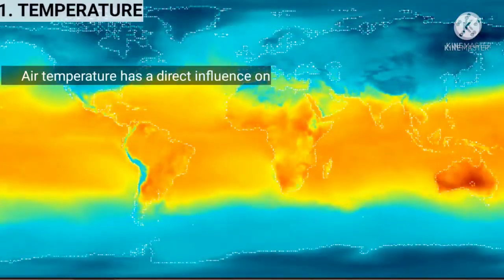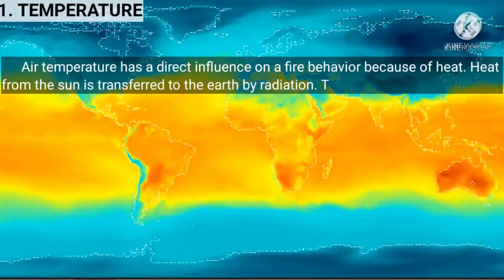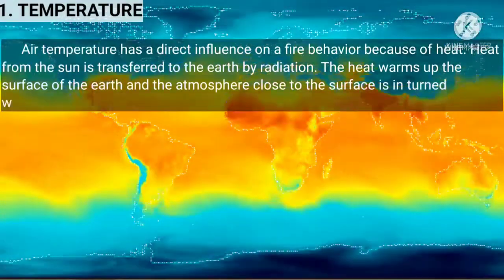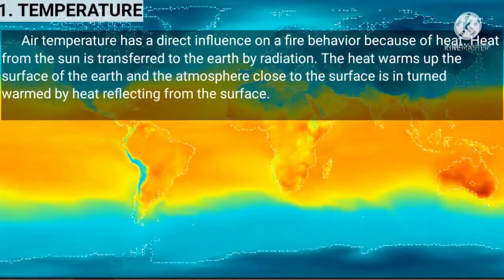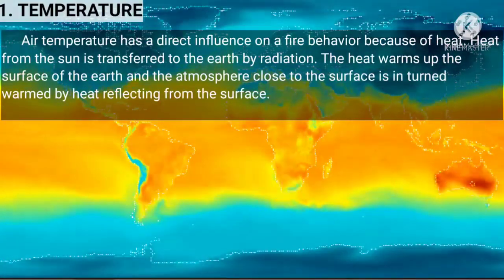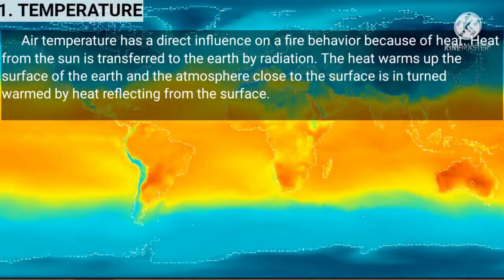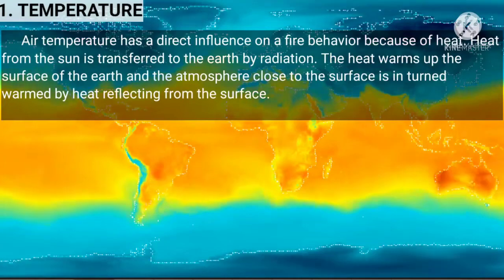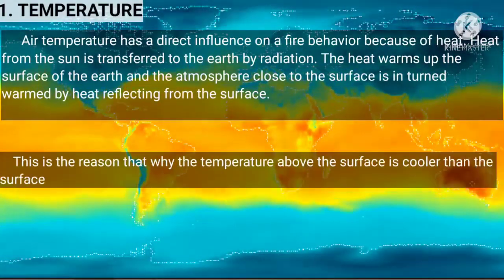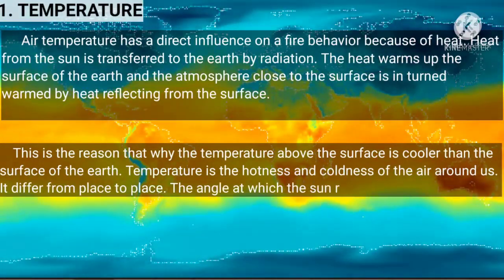Air temperature has a direct influence on fire behavior because of heat. Heat from the sun is transferred to the earth by radiation. The heat warms up the surface of the earth, and the atmosphere close to the surface is in turn warmed by heat reflecting from the surface. This is the reason why the temperature above the surface is cooler than the surface of the earth.